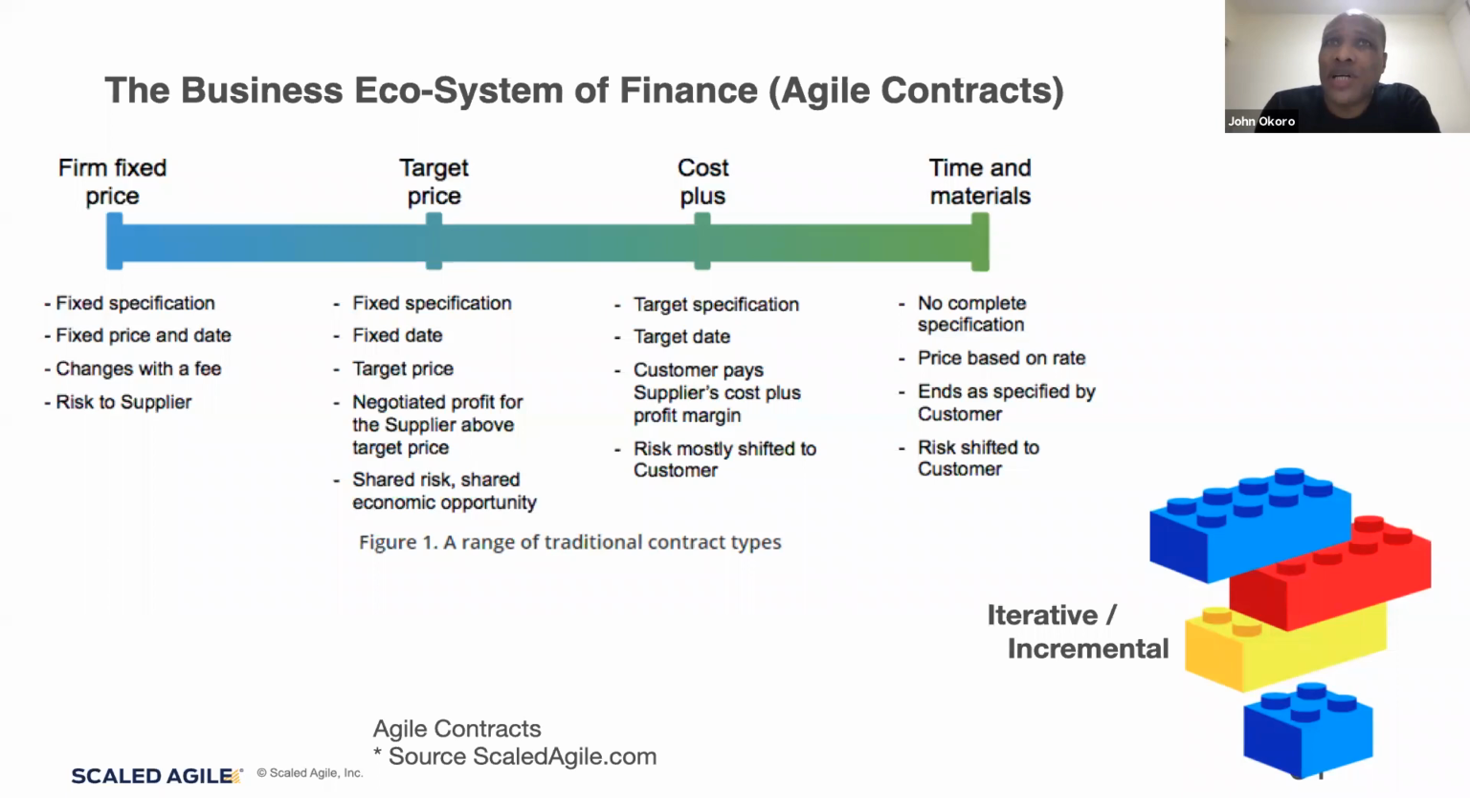So the way that you set up your contract will set you up for success in the way you're able to budget and run your scaled Agile implementations and your Agile budgeting and finance. But if you set a pure fixed price, it's going to be really difficult. Any questions on this?